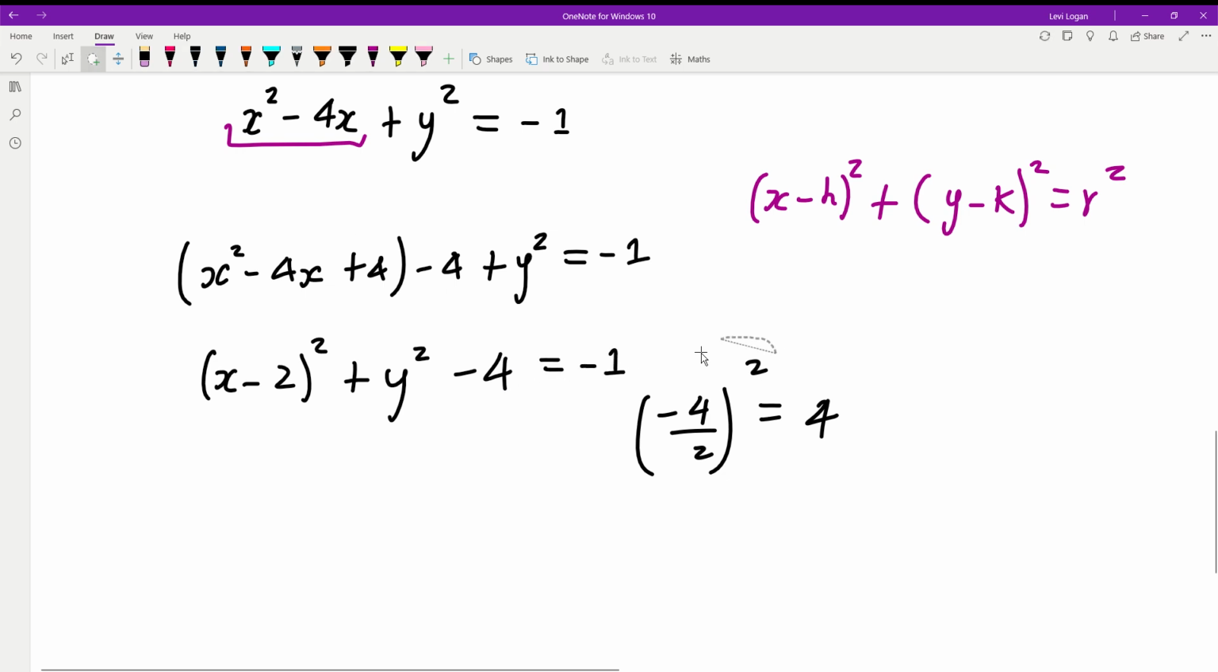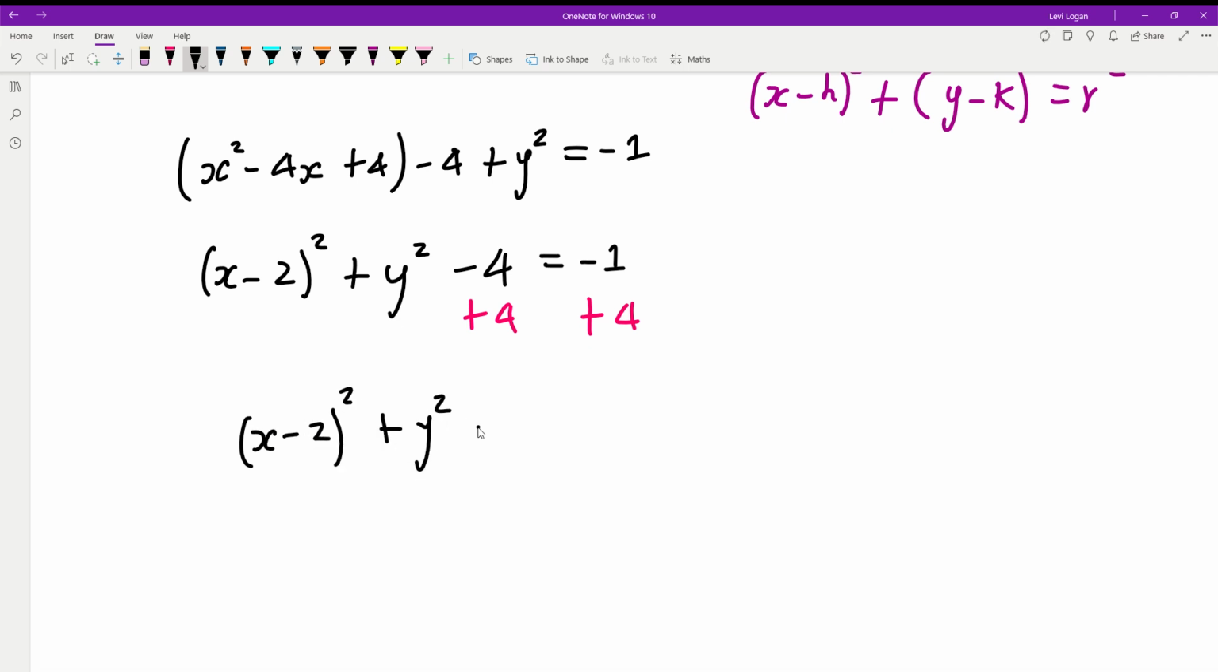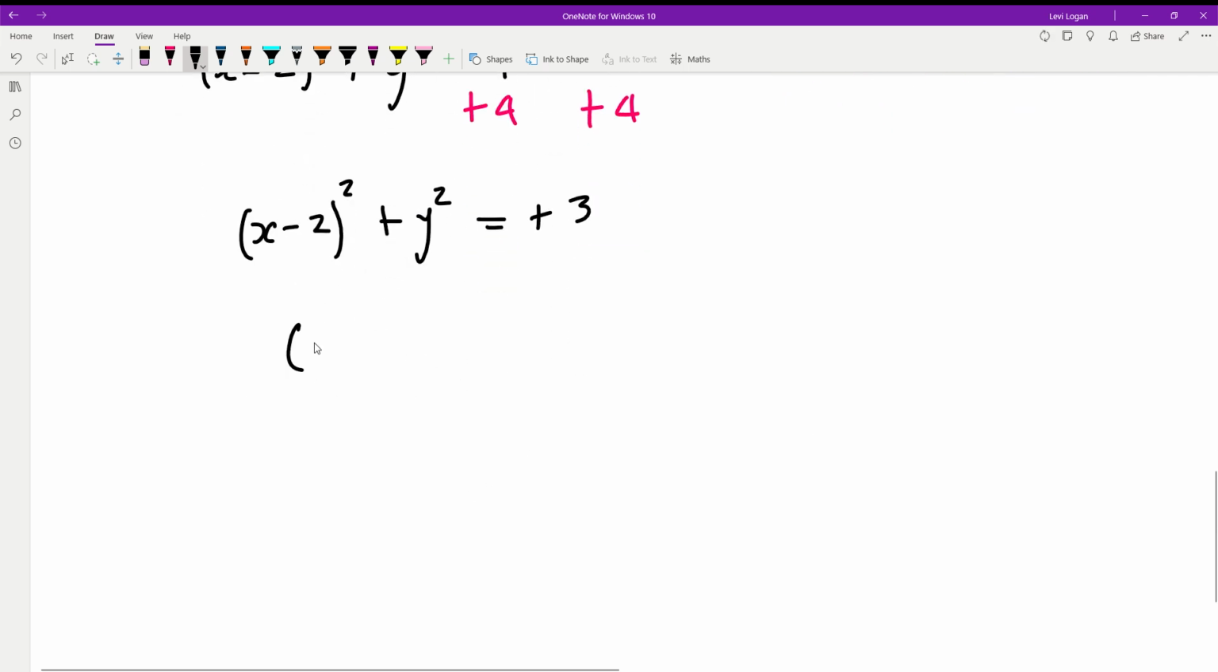We then finally can move the 4 to the other side, so we just go plus 4, and now we get this. So we have (x minus 2) squared plus y squared equals positive 3. So this is a circle. The circle has a center at (2, 0) and has a radius of the square root of 3.